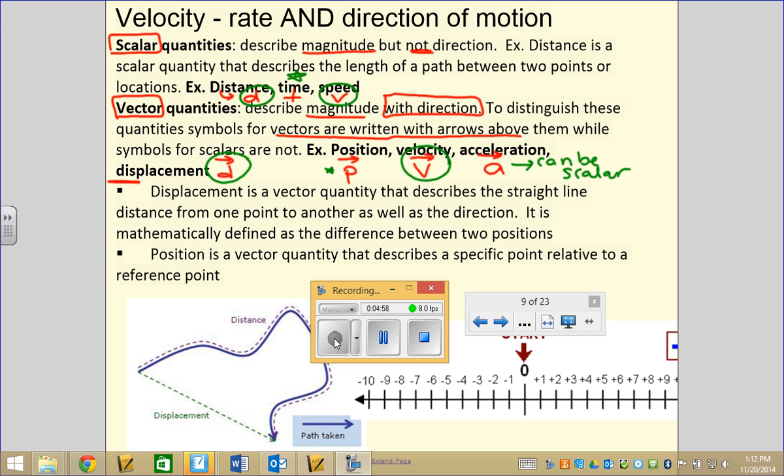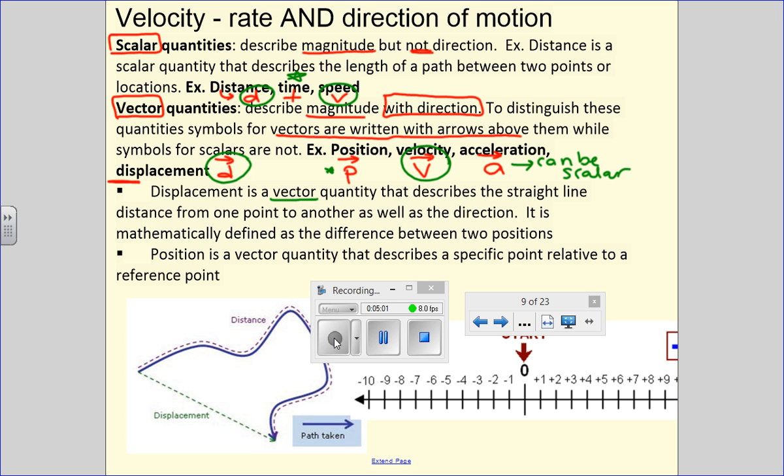The first thing you need to recognize is that displacement is a vector quantity by definition. It describes the straight line distance, and I'm going to highlight that because sometimes distance and displacement are the same, but sometimes they are not. The reason that they wouldn't be is the idea of straight line. The other thing that displacement includes is the direction, which way we were going.